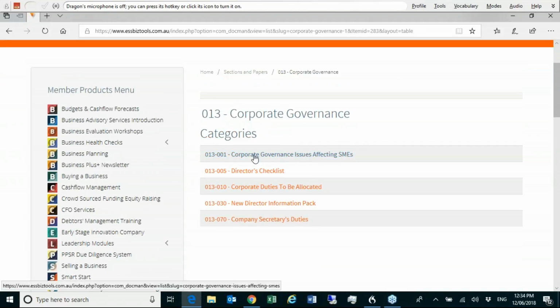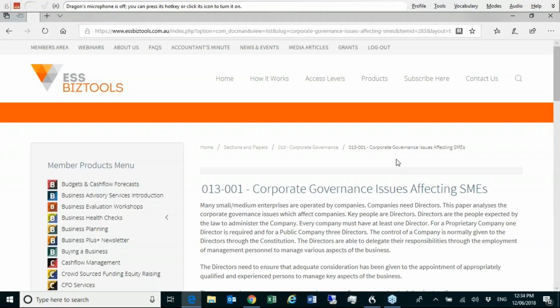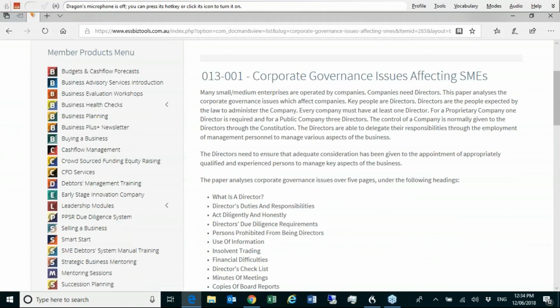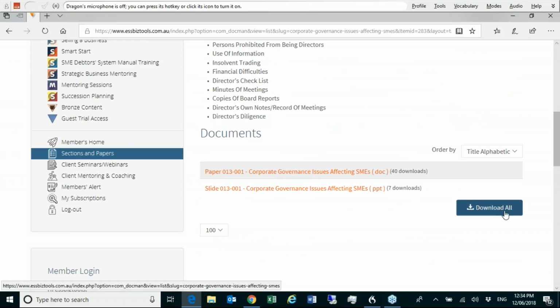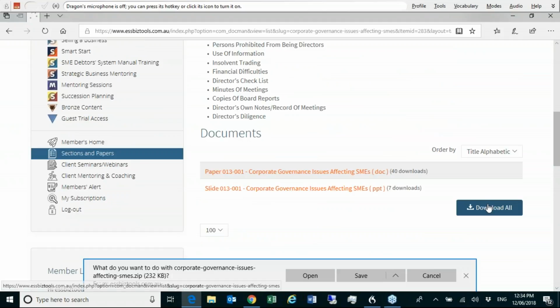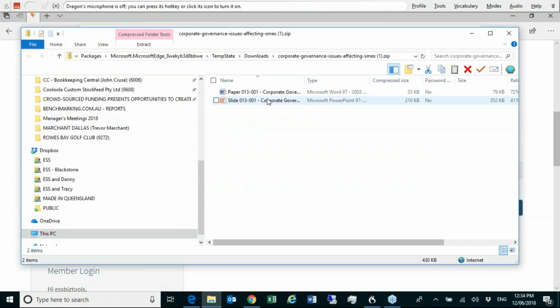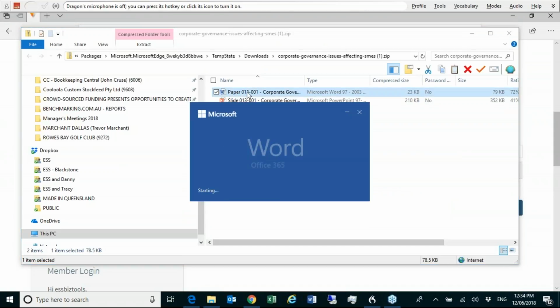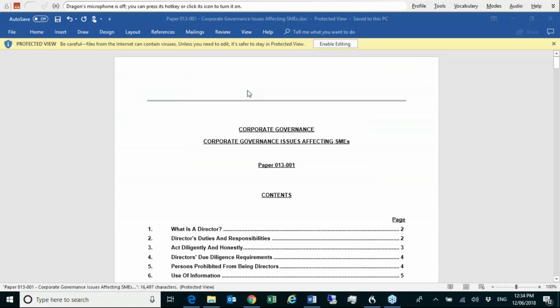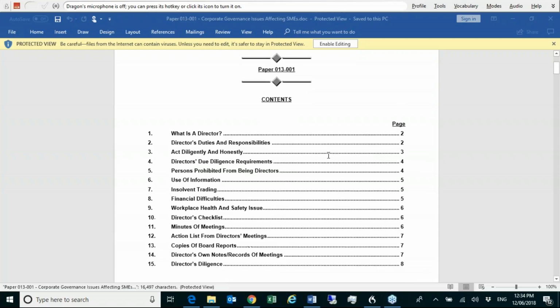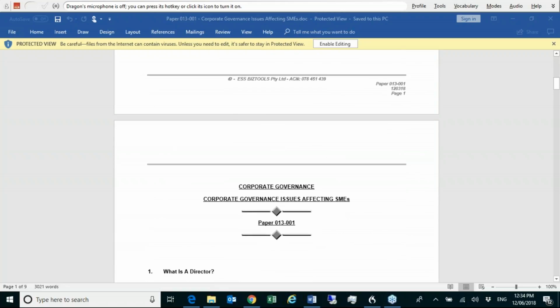heading, and then you will be presented a list of names. You click on one of those, you get an executive summary of what that paper's about. You can then download, and once the download's completed, open and then click on the paper. There's a paper on corporate governance.